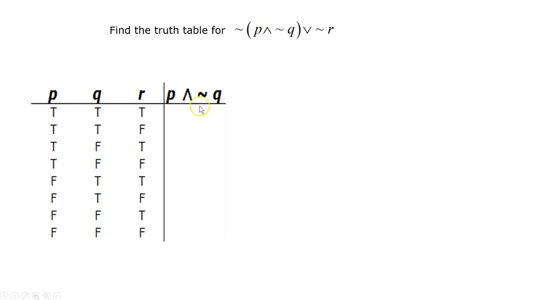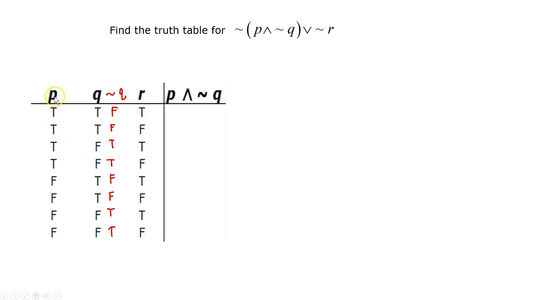So when I look at P and not Q, which is the very first thing I should try to figure out, I do need to know what not Q is. And basically not Q is pretty easy, because I just do the opposite of whatever Q was. So whatever says true in Q is false in not Q, and vice versa.